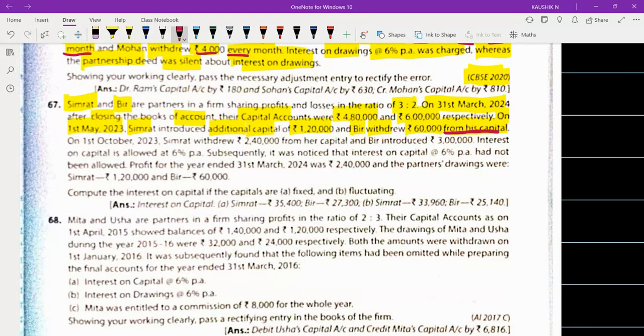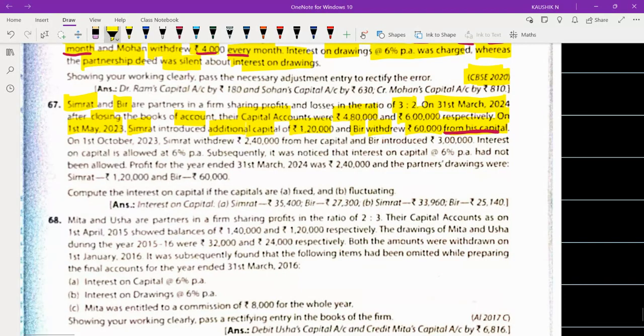So in the question itself we will give you clearly what type of drawings it is. Bir withdrew rupees 60,000 from his capital. So it is the concept of drawings out of capital, or drawings against capital.